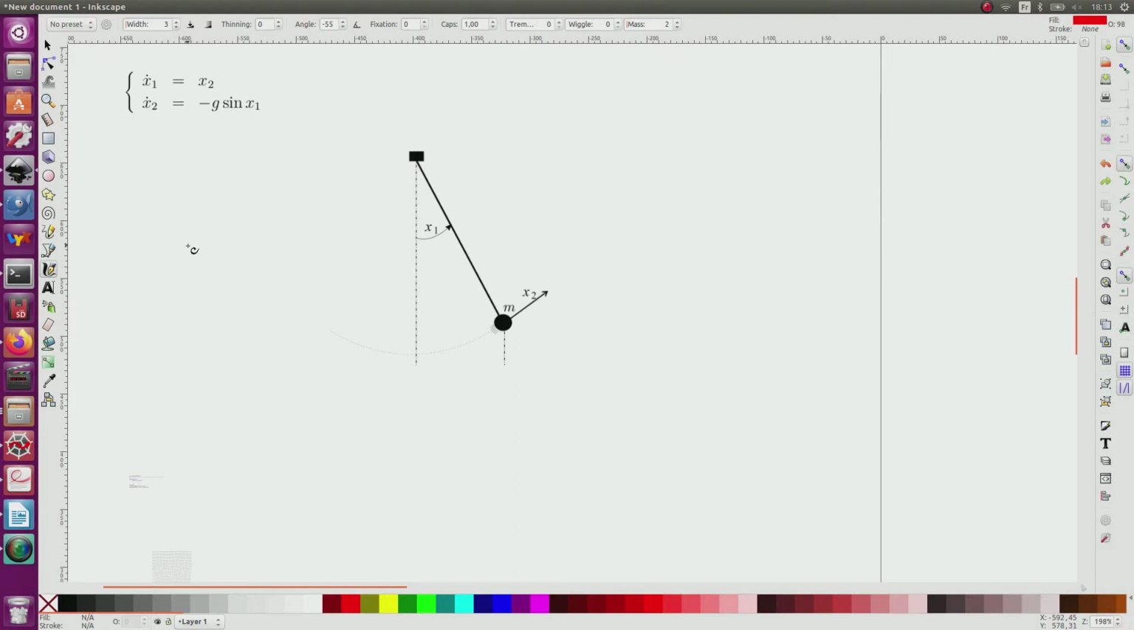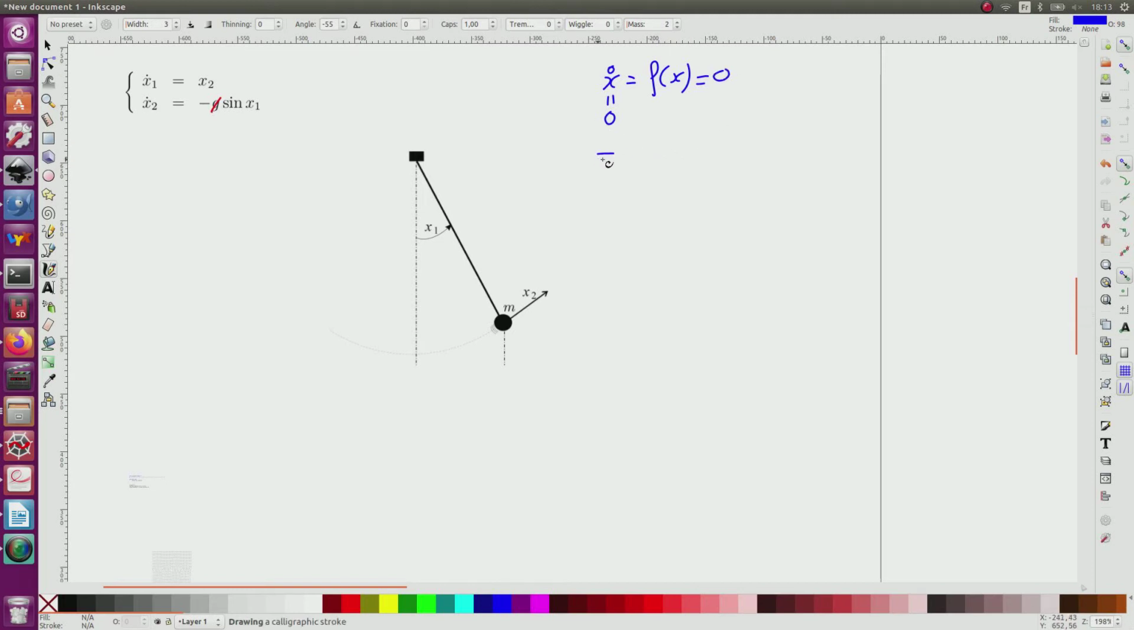So for simplicity, we'll assume that j is equal to 1. It will not change the behavior of the pendulum. Now, if I look at the equilibrium point, I know that I have an equilibrium point if x dot equals f of x equals 0. It means that the state does not move. Then I have to solve f of x equals 0.